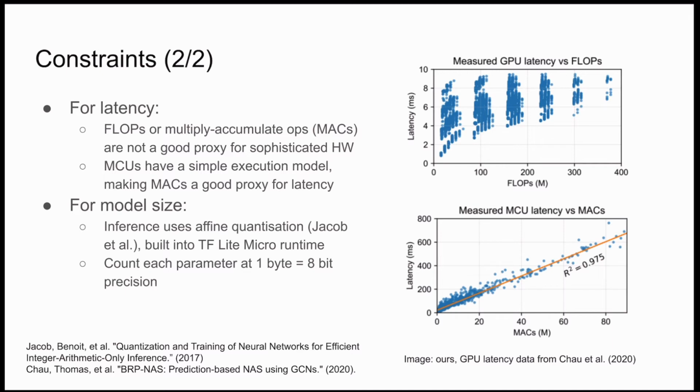Now, at runtime, we'll leverage affine quantization, which is built into the TensorFlow Lite Micro runtime. This quantization scheme is actually very robust against quantization-related accuracy loss, and thus, for the model size constraint, we simply count each parameter at 1 byte or 8 bits per element.